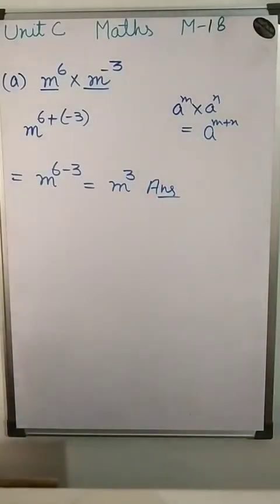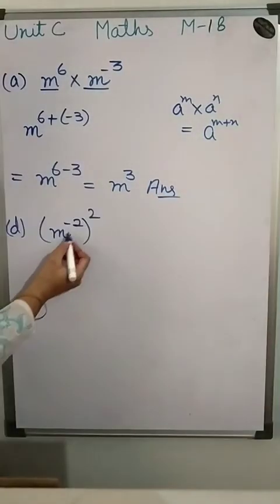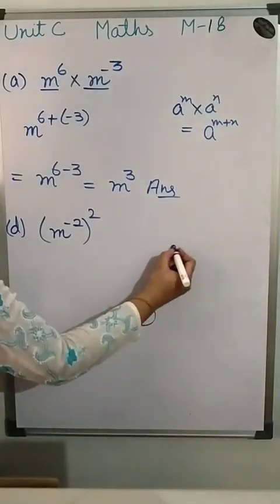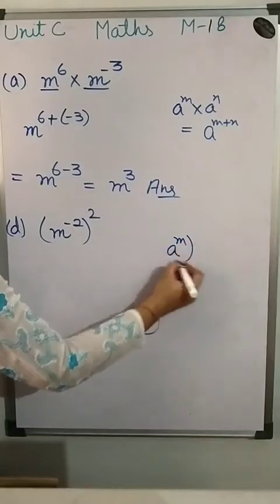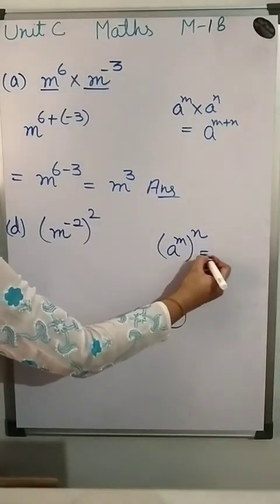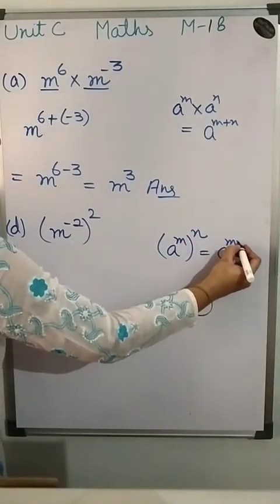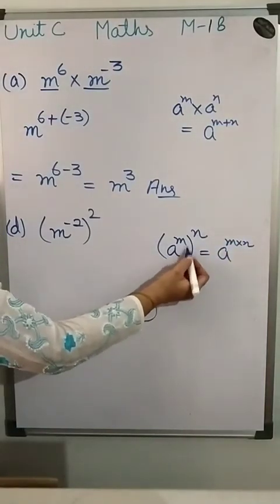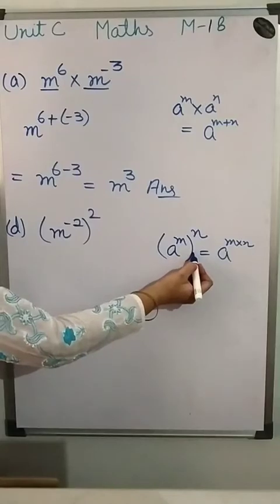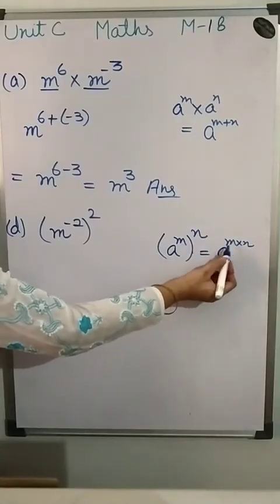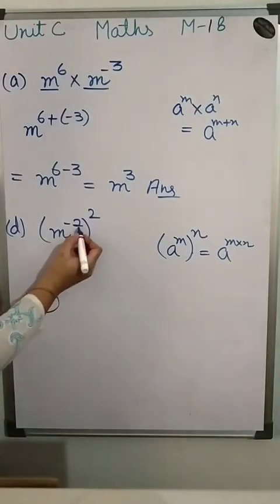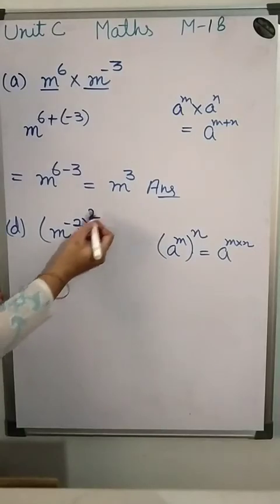I am taking one more example. m to the power minus 2 whole to the power 2. So here we apply the formula a to the power m whole to the power n, which is equivalent to a to the power m multiply n. If the power is outside the bracket, we multiply the powers. So here also the power outside is 2.